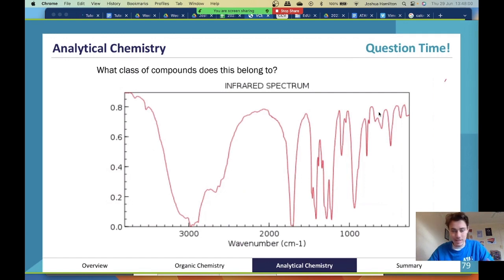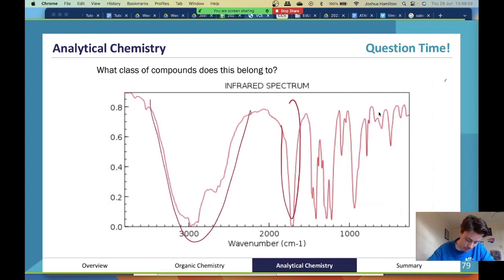All right, this is a carboxylic acid because we've got a big dirty peak here. We've got a peak at about 1700. So this is about 3000. This is about 1700. This is a C double bond to an O. This is your OH for your acid, but it's engulfed your CH bonding. So that is what's going on there.